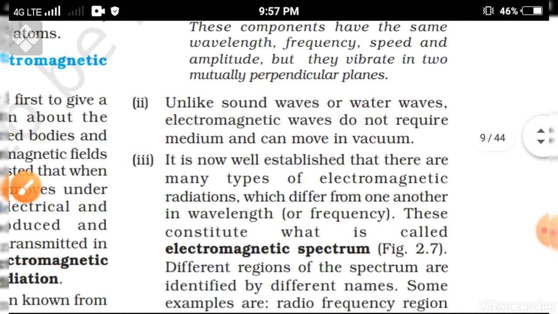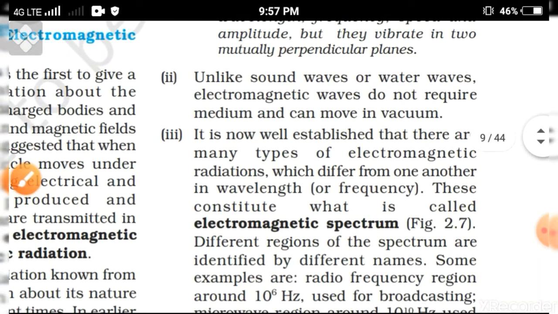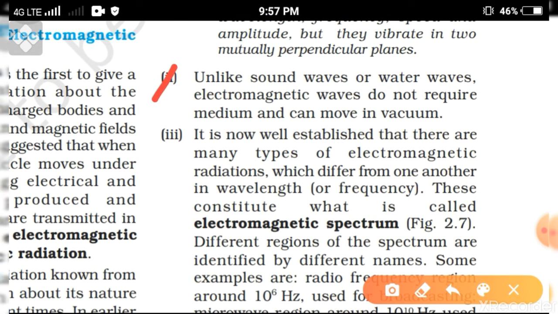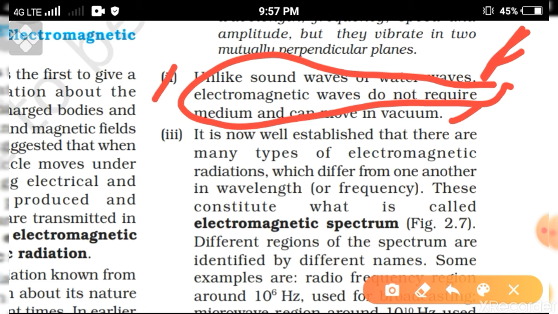Okay, understand? Second, what is given? Second case, unlike sound or water waves, you know about sound waves or water waves, electromagnetic waves do not require medium and can move in vacuum. Unlike sound, ठीक है, you know about sound or water waves. तो electromagnetic waves don't require medium to move from one place to another. There is no requiring medium to move. Just like you know about sound.